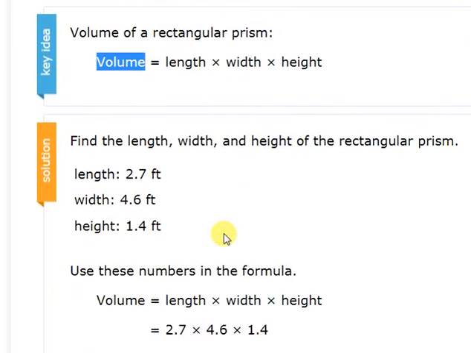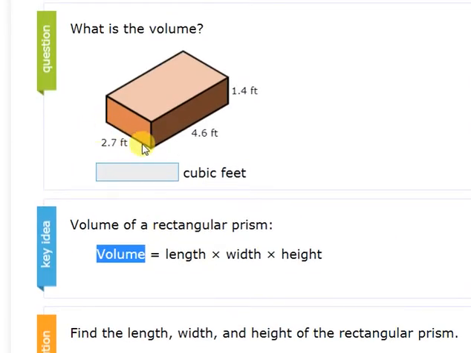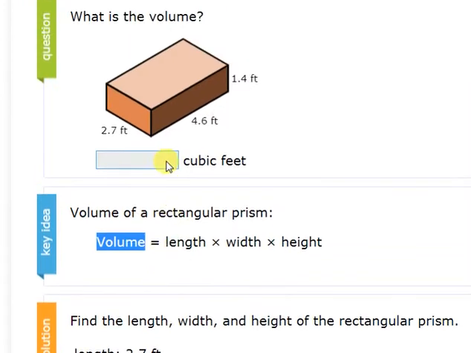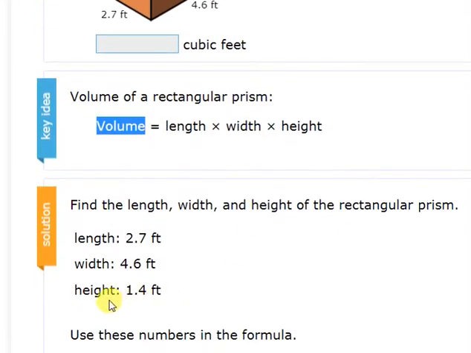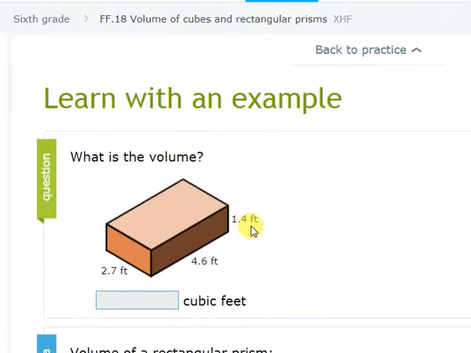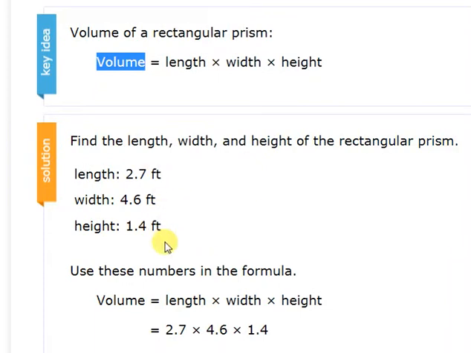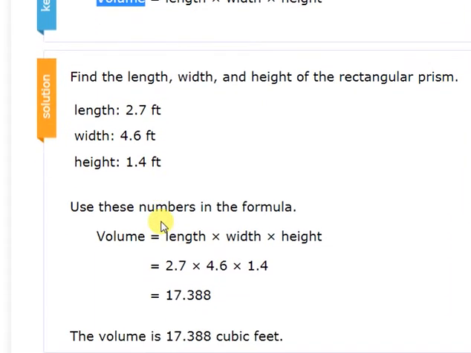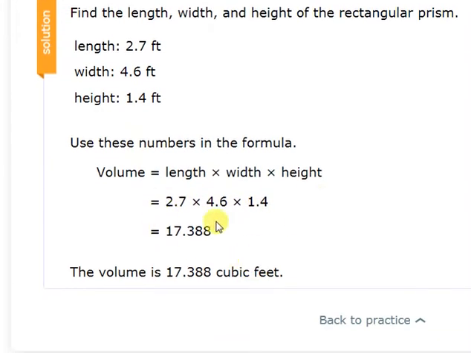As you can see what they did, the length of this is 2.7, the width of this is 4.6 feet and the height of it is 1.4 feet. Right, so they have written all of these three dimensions, and now they are multiplying 2.7 times 4.6 times 1.4, and when you multiply this, the final answer will be 17.388.